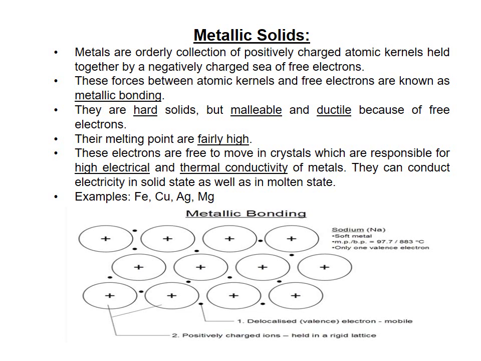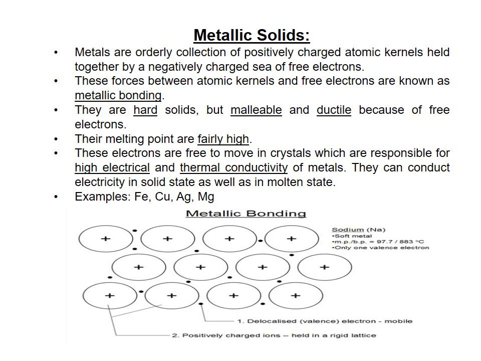As you can see in the diagram on your screen, by applying force, that is by hammering onto the metal, these atomic kernels and delocalized electrons slide one over the other, and as a result they can be converted into metal sheets and wires. This property is known as malleability and ductility. These metallic solids are hard solids. They have high melting points.